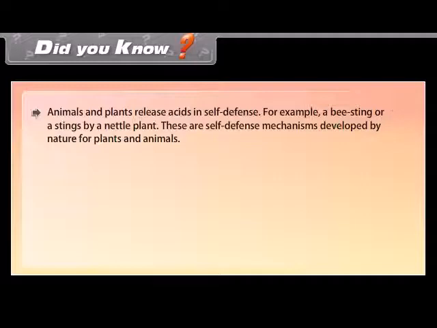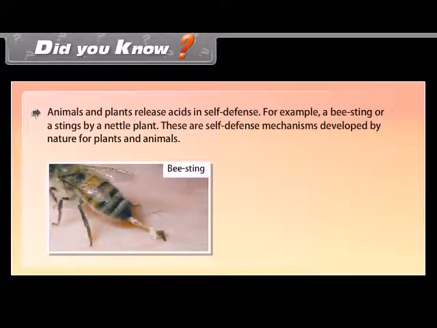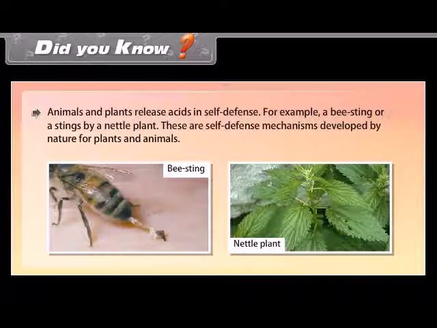Did you know? Animals and plants release acids in self-defense. For example, a bee sting or a nettle plant sting. These are self-defense mechanisms developed by nature for plants and animals.